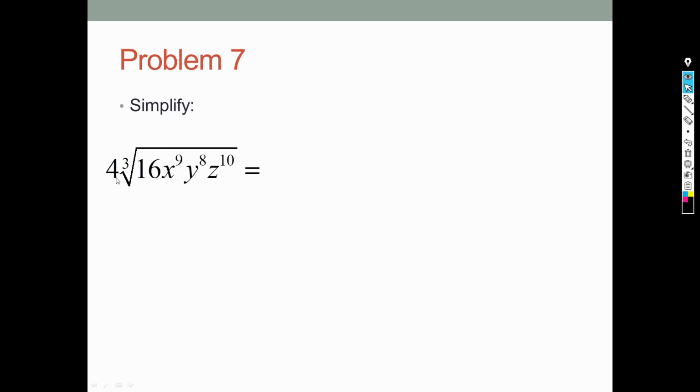Now for this one we have 4 times the cube root of 16 x to the 9th y to the 8th z to the 10th. So again, this is a cube root. So what we want to do is make sure that the radicand has no perfect cubes as factors. So what I did here is I broke this down and said 16 is 8 times 2. Of course, 8 is a perfect cube. It's 2 to the 3rd.